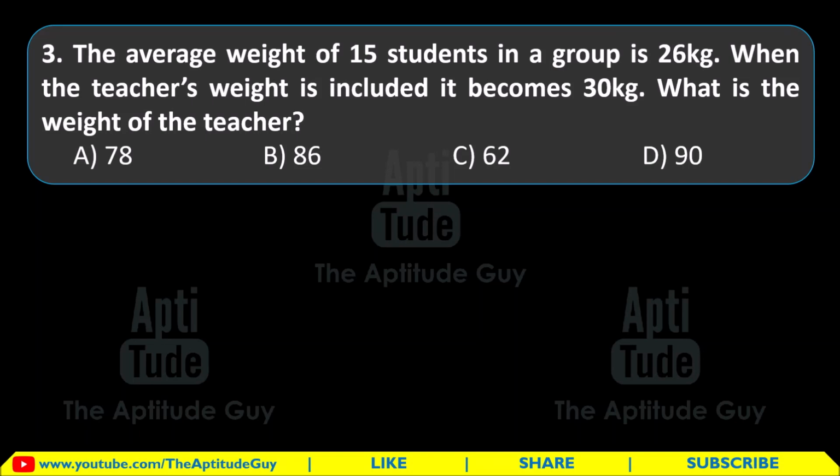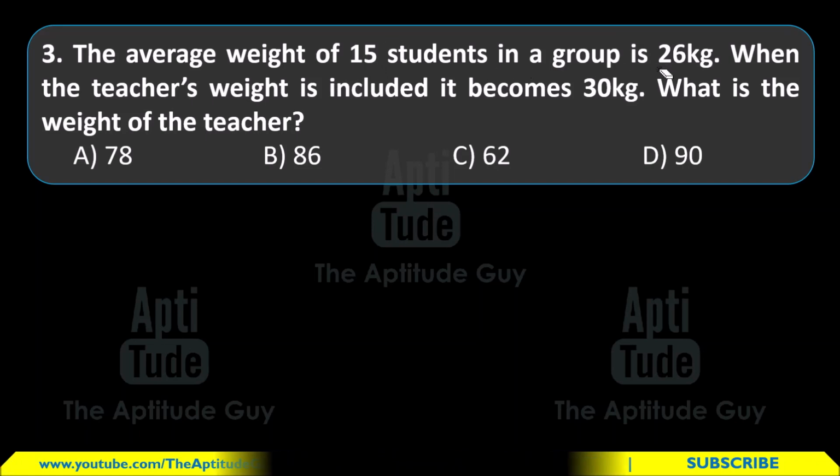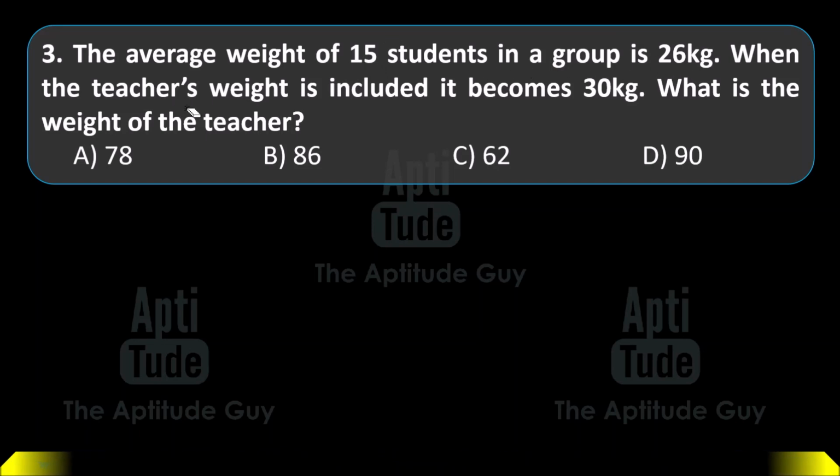Okay. Now the first two questions were the warm-up questions, okay? This question is where the real aptitude starts from. Let's see. The average weight of 15 students in a group is 26 kgs. When the teacher's weight is included, it becomes 30 kg. What is the weight of the teacher? Alright. So, of course, when the teacher's weight is included, teacher most probably is heavier than the students. So, the average of the entire class will increase.